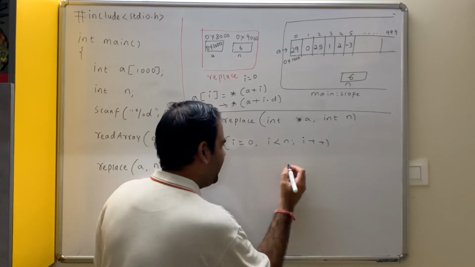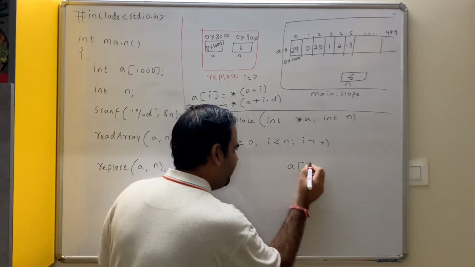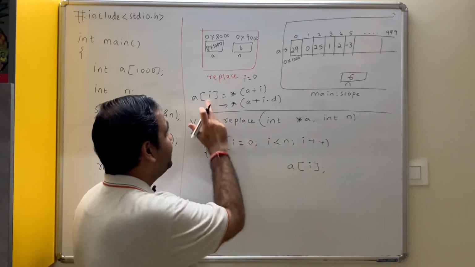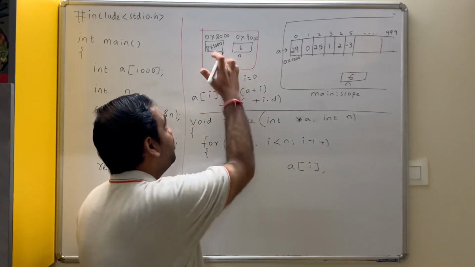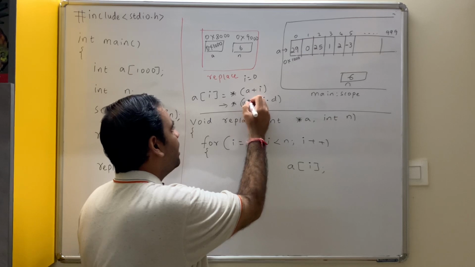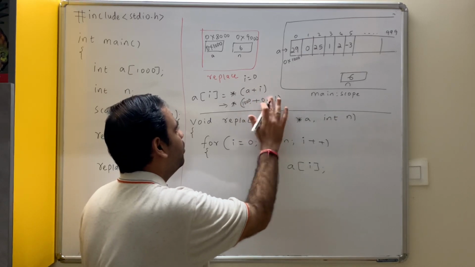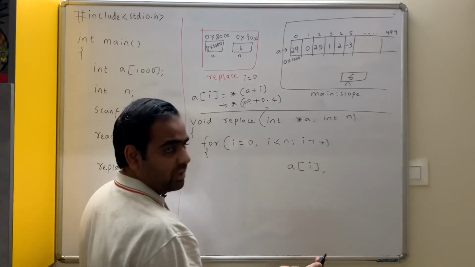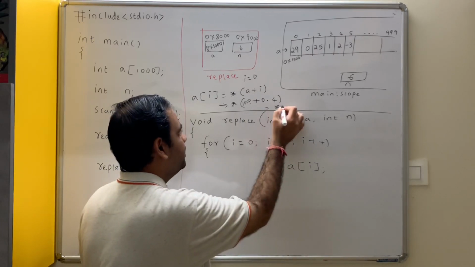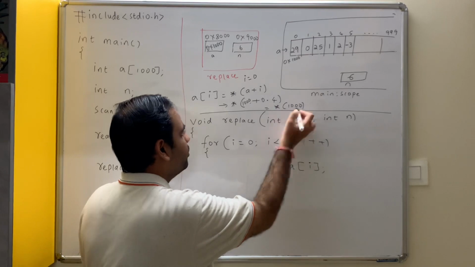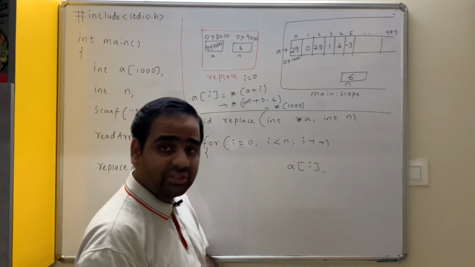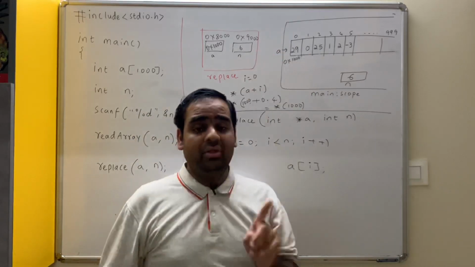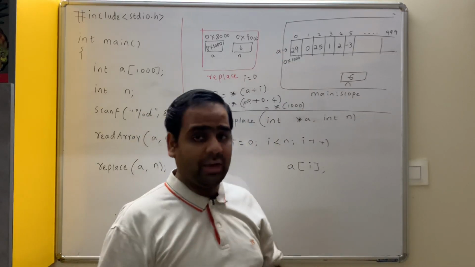Now what do we do? I take a of i. What does the compiler convert internally? The value of i is 0 and the value of a over here is 1000. 1000 plus 0 into 4. And what is 1000 plus 0 into 4? It is 1000. It is star 1000. And what is star 1000? Go to address 1000 and fetch the value. What is the value at address 1000? 29. That means I want to check whether 29 is prime or not.